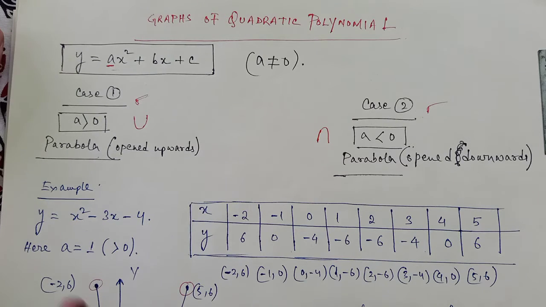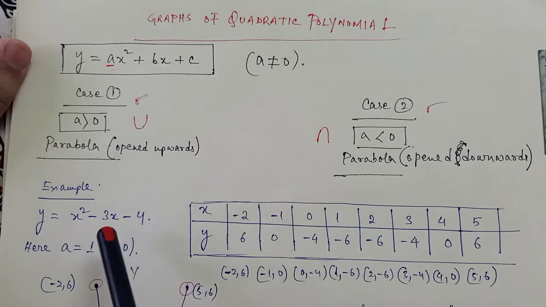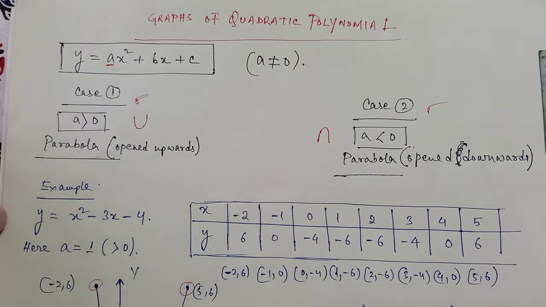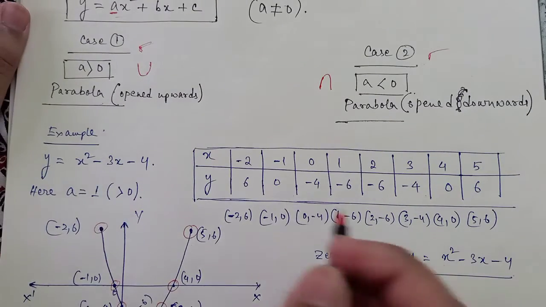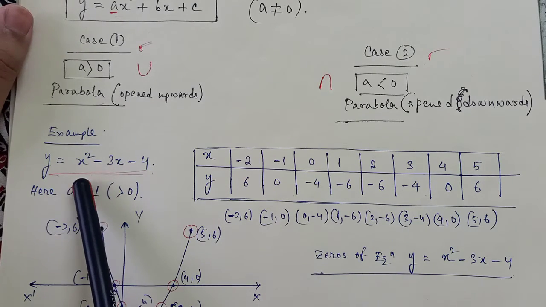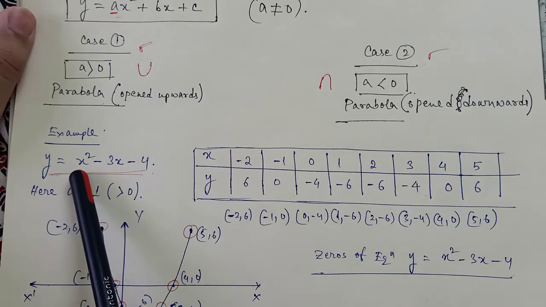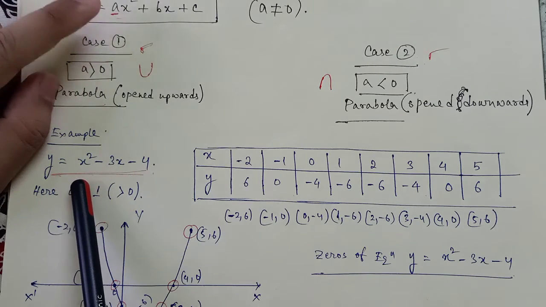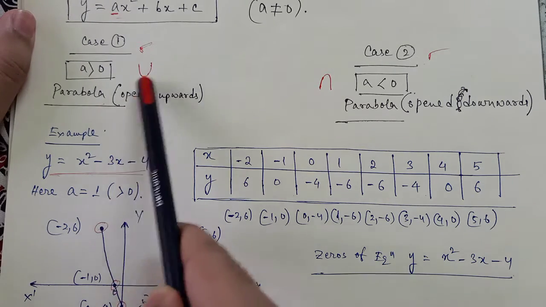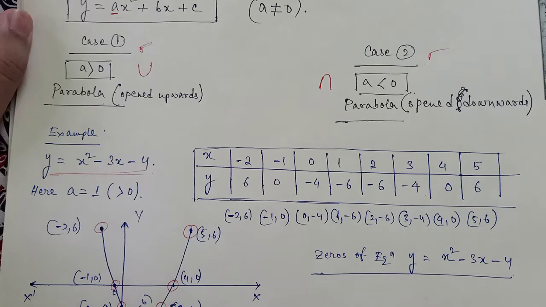Now let us take an example of a quadratic polynomial and see how the graph looks. In this example I have taken this polynomial. You can see it is clearly in the form ax square plus bx plus c. Here, if you compare, a is 1, which is greater than 0. Then we already know that the graph will be a U type, a parabolic type graph. So let us put some arbitrary values of x and find the values of y.